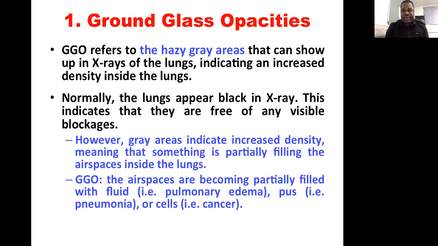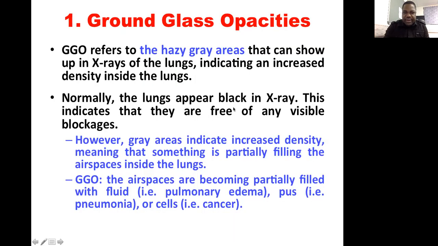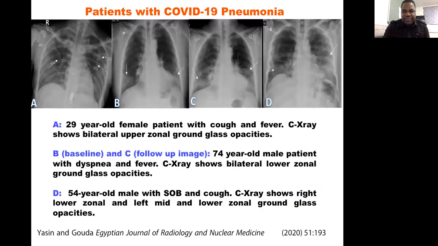cancer in the lungs. So that makes the color, instead of being black, become a bit gray. And that hazy gray area that you can see is what we call ground glass opacities. Because the air spaces are only partially filled, the density starts increasing, and they give you that pattern of ground glass opacity that you can see.